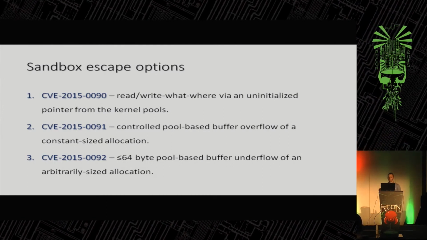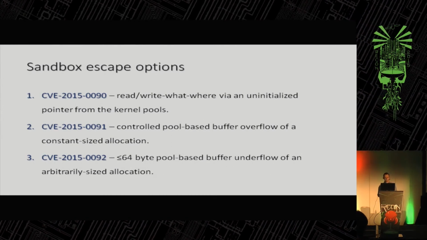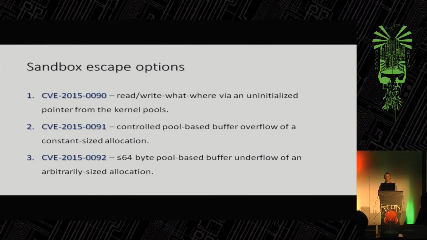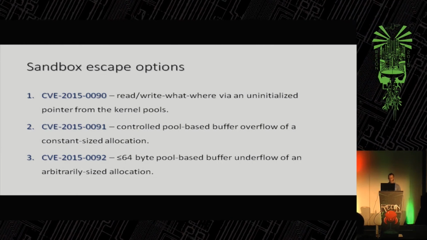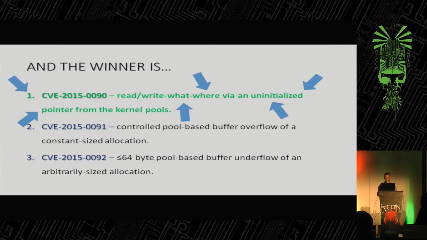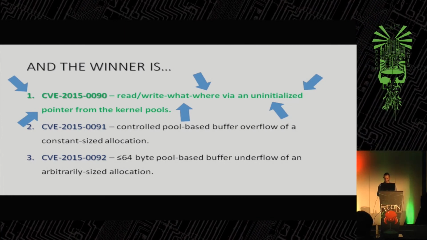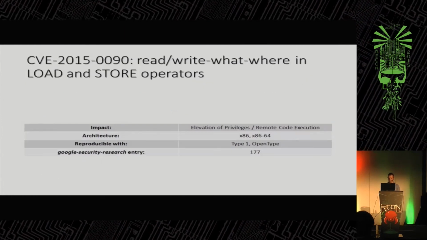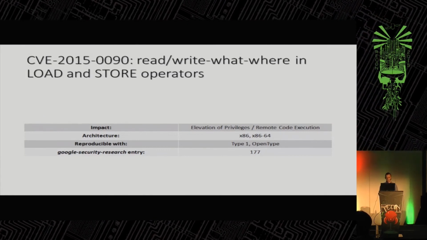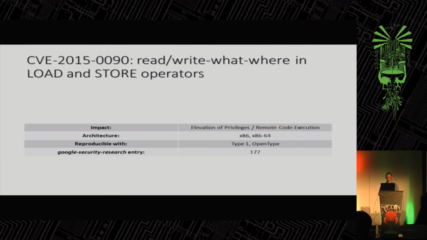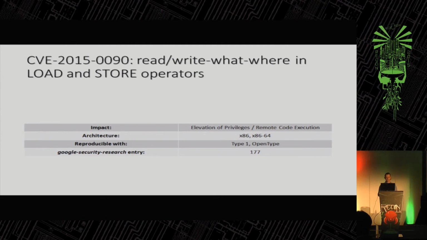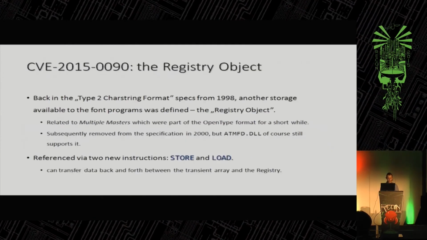There is a write-what-where, which works via an uninitialized pointer from the kernel pools. There was a controlled pool-based buffer overflow and a limited pool-based buffer underflow. So I thought that the first vulnerability would actually provide the best primitives for us to perform the exploitation itself. So let's learn about the vulnerability. It also makes it possible to do elevation of privileges, as I will show, and it reproduces on both architectures and with Type 1 and OpenType fonts.